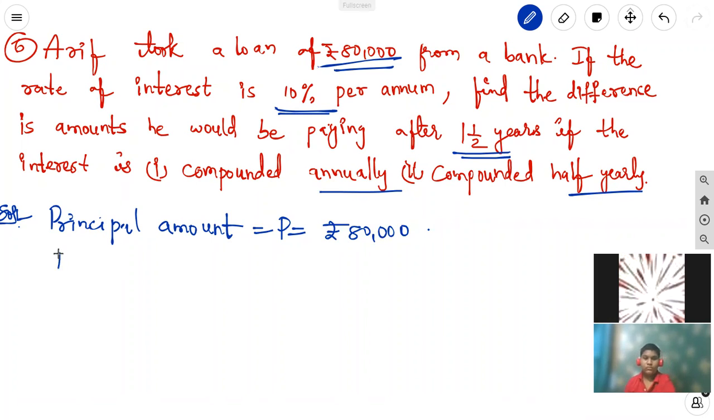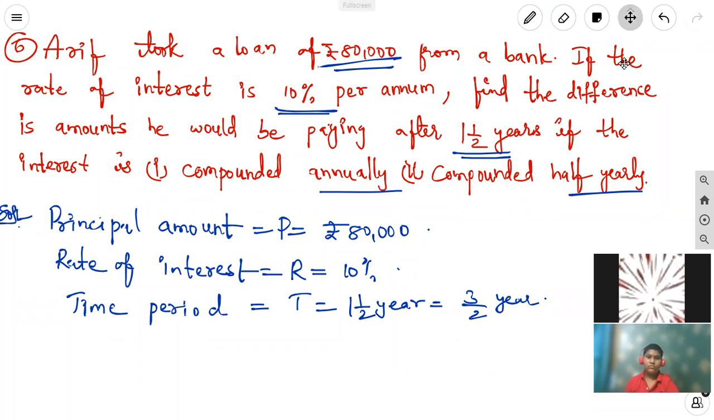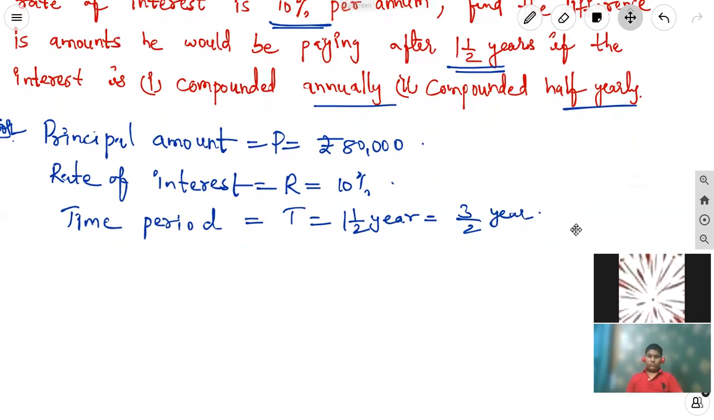Okay. Next, rate of interest. Rate of interest is R equal to 10%. And we can find out the time period. Time period is equal to 1.5 years. T equal to 1.5 years. That is nothing but 3/2 years. Okay. We can find out the difference of the compounded annually, compounded half yearly. The first case is compounded annually.